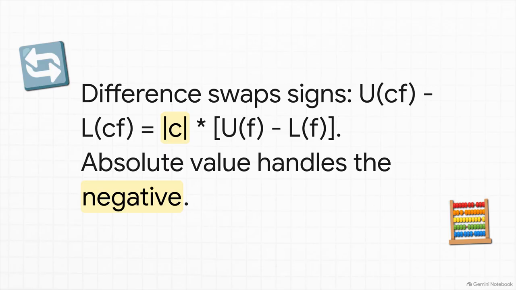Step 3. Let's take the difference now. UPCF alpha minus LPCF alpha equals C times LPF alpha minus UPF alpha. But we want this in standard form. By flipping the terms inside the bracket to make it upper minus lower, that C becomes its absolute value. So it exactly equals the absolute value of C times UPF alpha minus LPF alpha.